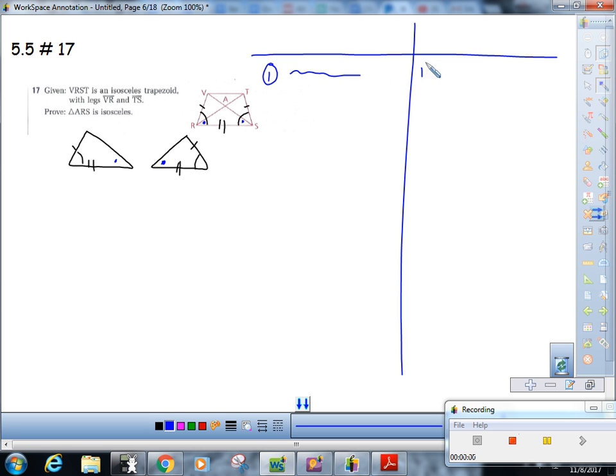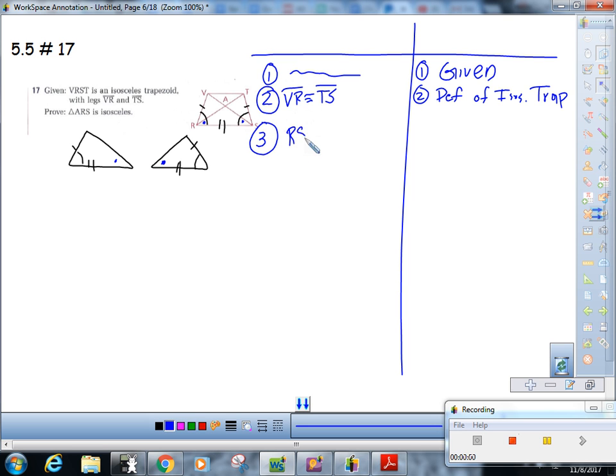I'm squiggling my givens because I can. And this video is long enough as it is. Okay, VR is congruent to TS. Tell me if I skip any steps. By definition of isosceles trapezoid. Okay? And now I'm going to say that RS is congruent to RS by reflexive.